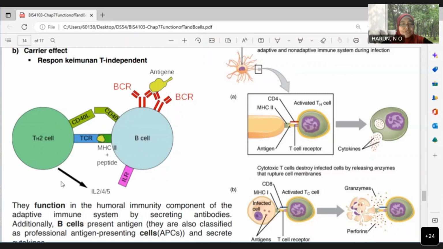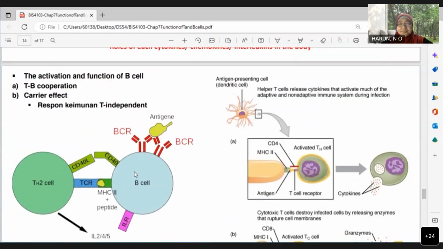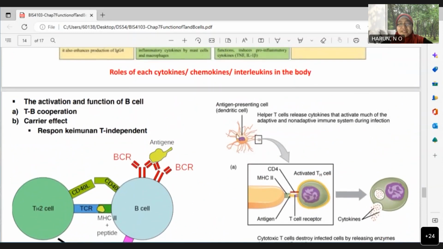Okay, so then with the help from IL-2, 4 and also 5, we have IL-R on the surface of the B cells. Okay, antigen presenting cell, in this case, is the dendritic cells. So if there is flagella here, assuming that this is the dendritic cells or part of the antigen presenting cells.